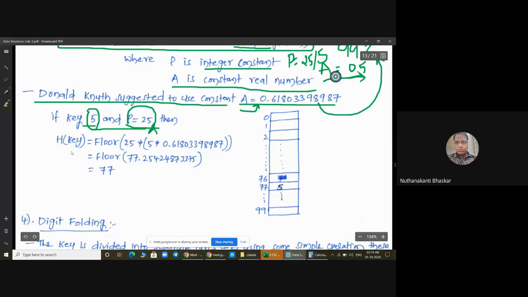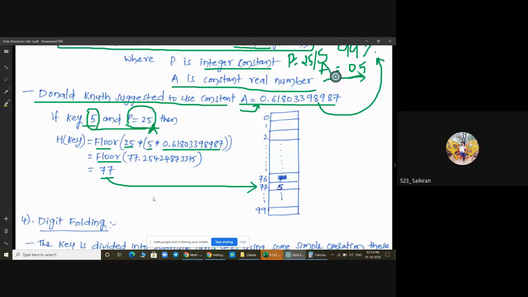Right. Now we have to apply floor of 25, what is the 25? The integer constant. Then 5 is your integer data, multiplied with the Knuth constant A value, the real constant. Then we get 77.254 something. Now we apply floor, right? Then we will get 77. Now where do we have to store 5? At the index of 77. Understand? Yes, sir.